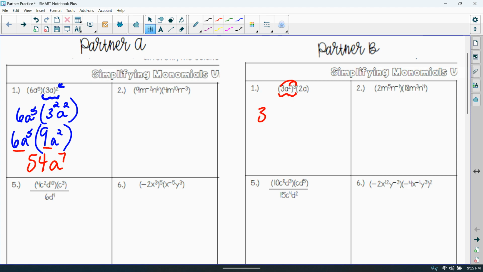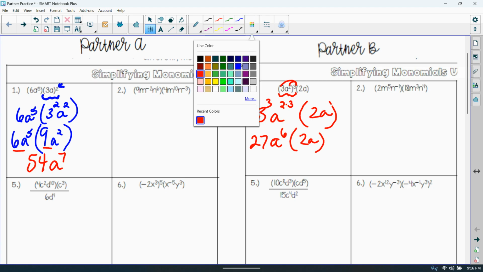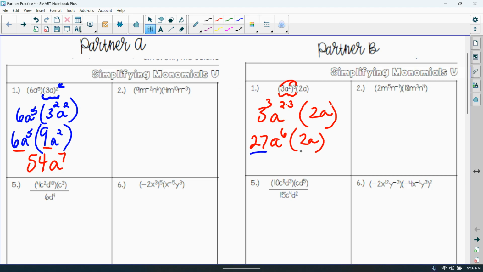So this is 3 to the 3rd, a to the 2nd power times 3. Then we're multiplying that by 2a. Well, 3 to the 3rd power is 27. This is now a to the 6th, and we're multiplying it by 2a. Well, we're going to multiply the constants, the numbers on the outside. That's going to give you 54. This a has an invisible 1 as an exponent, a to the 7th. Since we got the same answer here, then we did it correct.